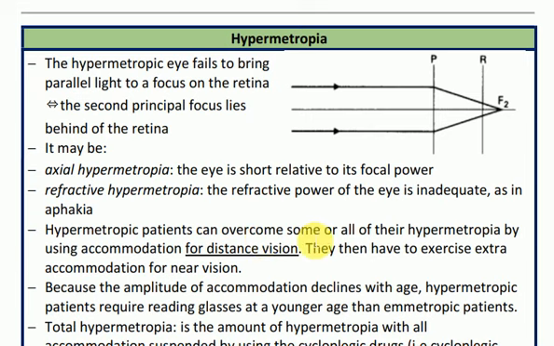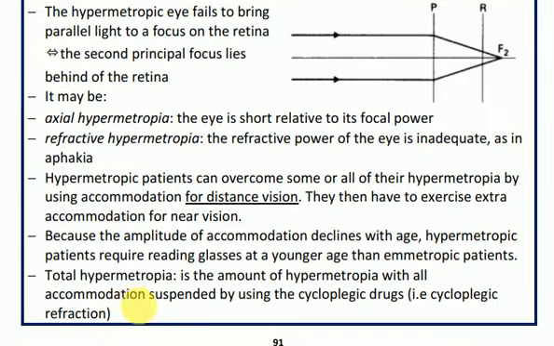Hypermetropic patients can overcome some or all of their hypermetropia by using accommodation for distance vision. They bring this focal length on the retina by using accommodation. They then have to exercise extra accommodation for near vision. So for distance vision they correct this, but for near vision they have to use more accommodation. Now, because the amplitude of accommodation declines with age, the hypermetropic patient requires reading glasses at a younger age than emmetropic patients. There are other types of hypermetropia also.